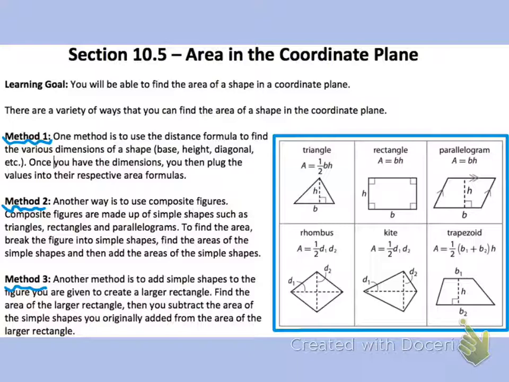So other than these formulas, which we can always refer back to, the rest of the lesson is essentially just trying out these different methods on some figures that are graphed in the coordinate plane. So let's just jump right in and try some problems.